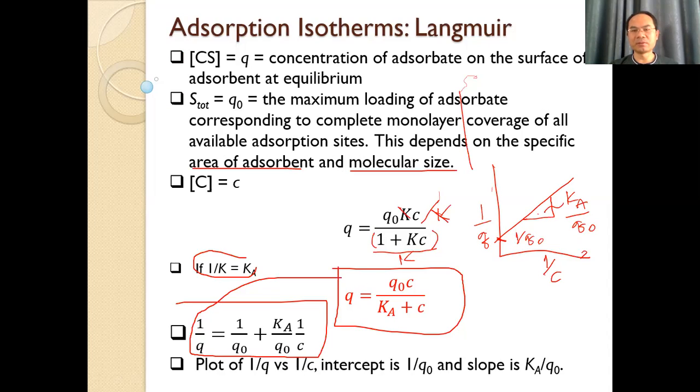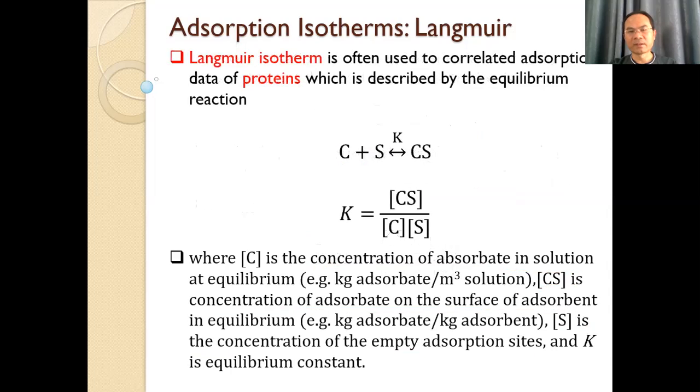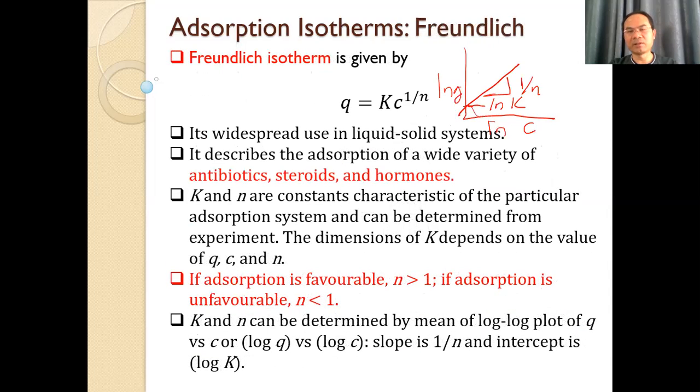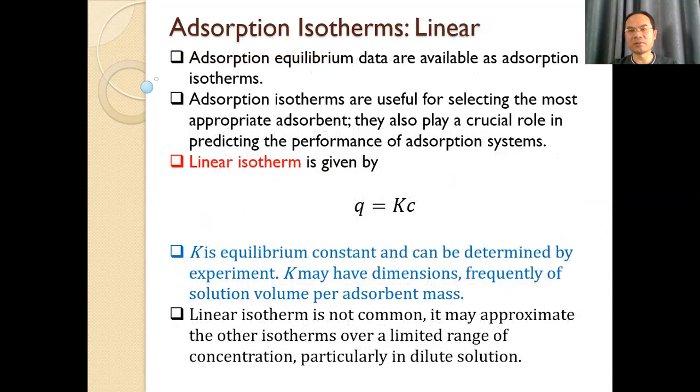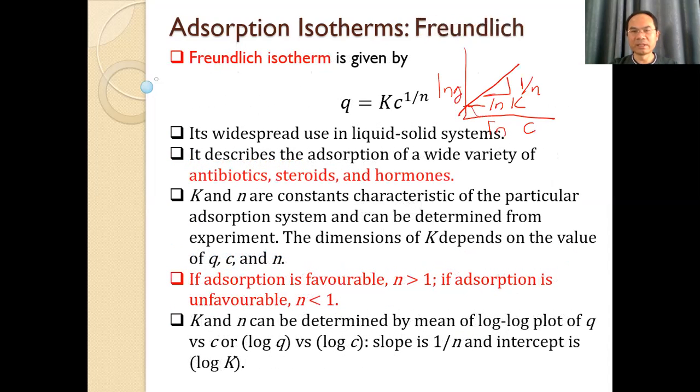If you would like to know the mechanism of the adsorption, you can fit your data with this Langmuir equation. If you plot 1 over Q and 1 over C and it is linear, your data follow the Langmuir isotherm. For Freundlich, if you plot log Q and log C and your data is linear, you can conclude that your adsorption is Freundlich adsorption. Also, if you plot Q and C and it is linear, it is the linear isotherm. We have only three isotherms: linear isotherm, Freundlich isotherm, and Langmuir isotherm.